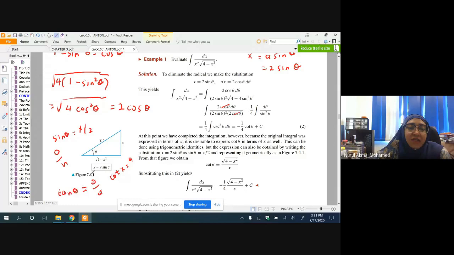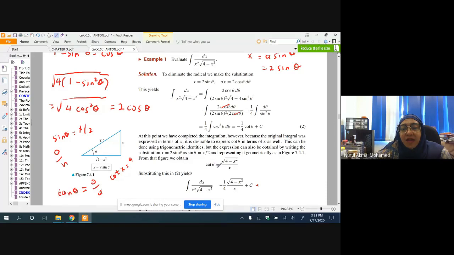Obviously it's just the reciprocal of this, which is A divided by O. I cannot write it here. A divided by O. So A is your adjacent. Your adjacent is this one. You divide with O, which is this one, which is X. So that's why you get what theta is.